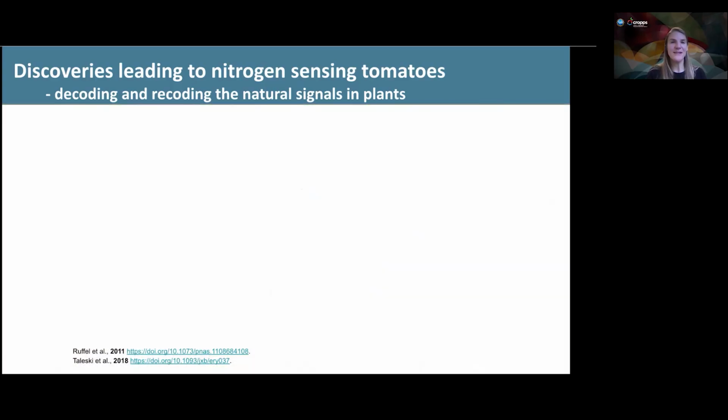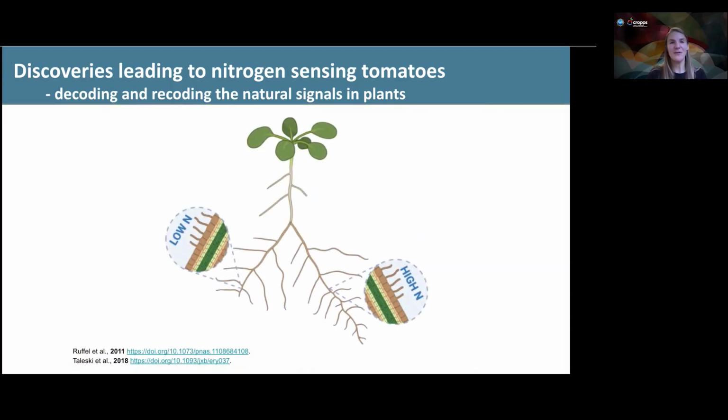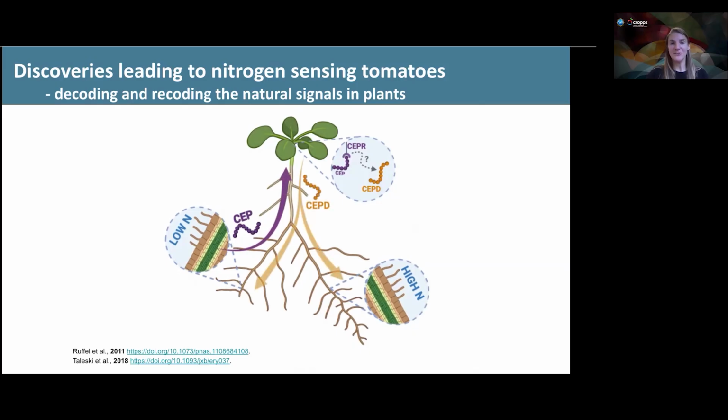For nitrogen foraging, they express short 15 amino acid CEP peptides in areas of low nitrogen. These peptides travel through the xylem into the shoot system, where they are bound by a CEP receptor, which in turn produces another mobile peptide called CEP downstream, or CEP-D for short. CEP-D moves from the shoot back into the root, where it upregulates nitrate uptake transporters and promotes root branching in areas of high nitrogen, while repressing nitrogen foraging in areas of low nitrogen.